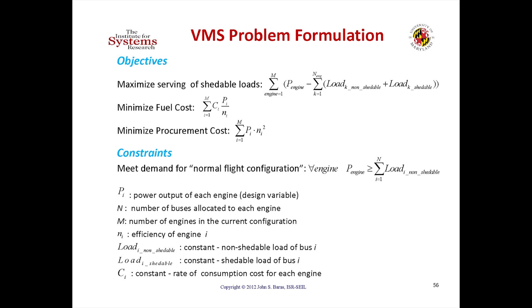Now I go back to the VMS. I want to maximize the serving of the sheddable loads. Sheddable loads are the ones you can turn off. Well, if you get too hot in your seat and I have trouble in the aircraft, I'm going to turn your air conditioning down. I mean, okay, that's fine. I cannot turn the engine down. So there are sheddable loads and non-sheddable loads.